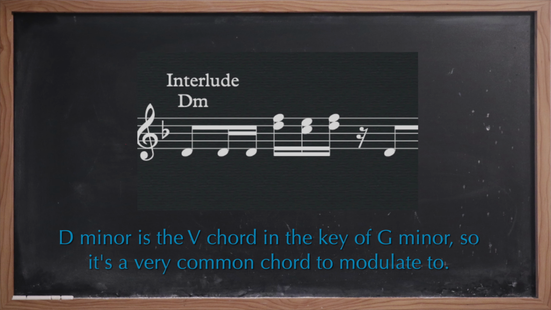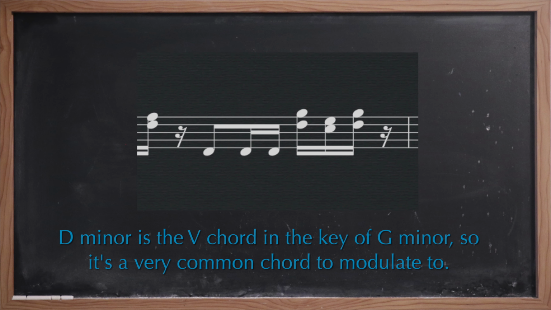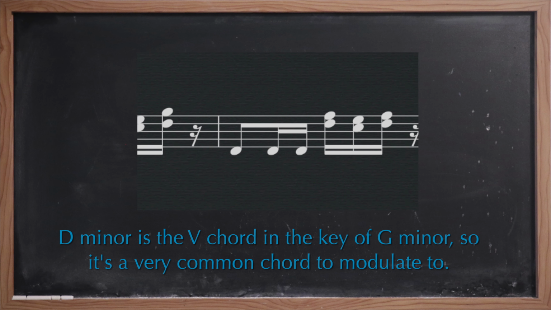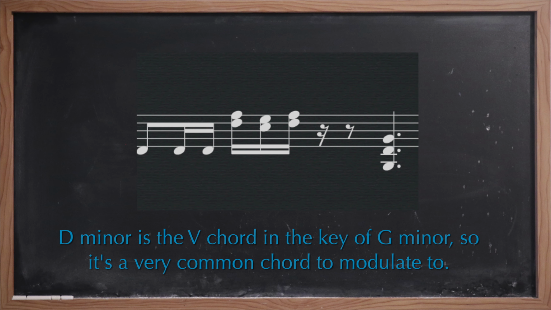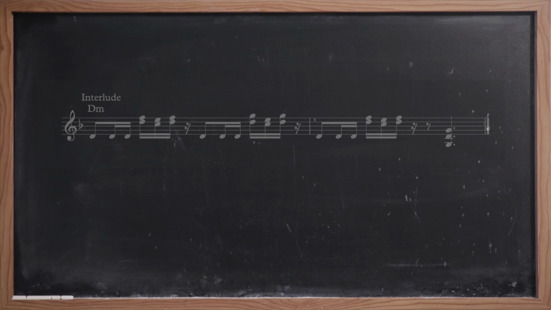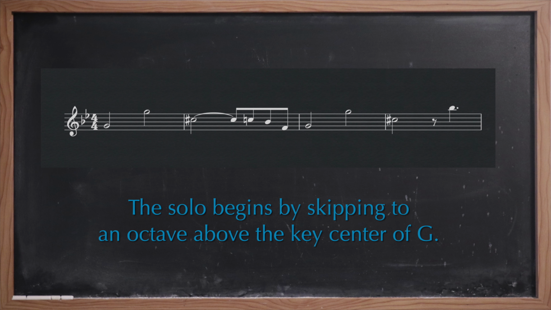Now, D minor is the 5 chord in the key of G minor, and it's very, very common for brief modulations or key changes to go to the 5 chord. This motive in the guitar repeats 4 times before eventually resolving back to the 1 chord, which is G minor. And then the first guitar solo begins. Now the guitar solo is very interesting.